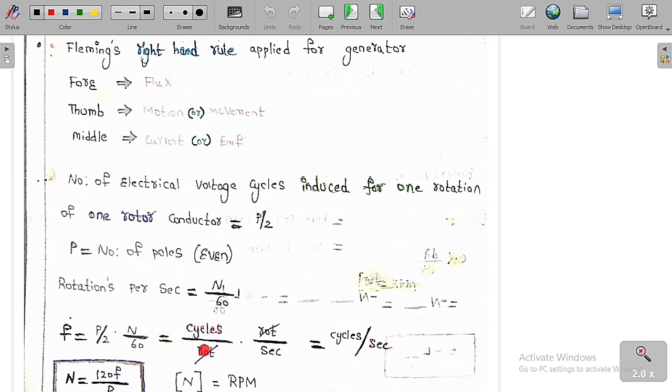So if you do the simplification, we get N is equal to 120 F by P, where N is the RPM, the number of revolutions per minute. So N is equal to 120 F by P.